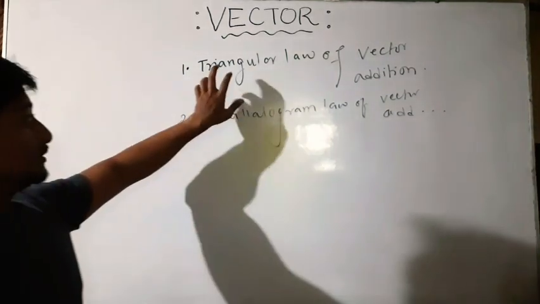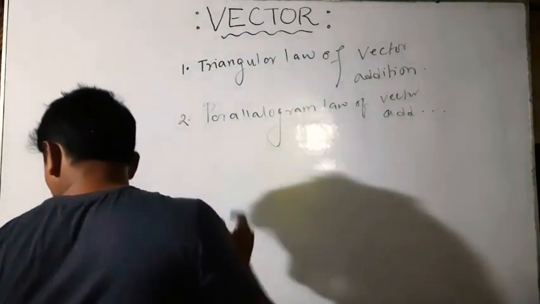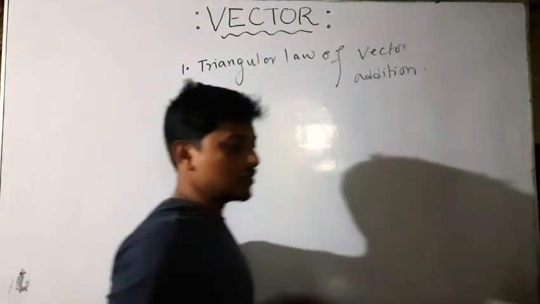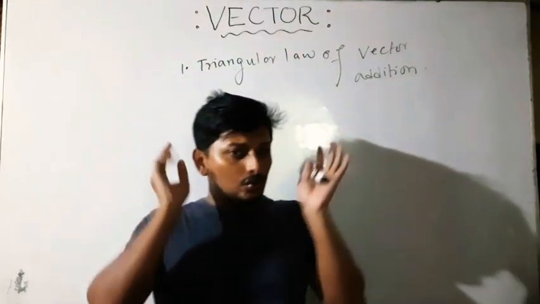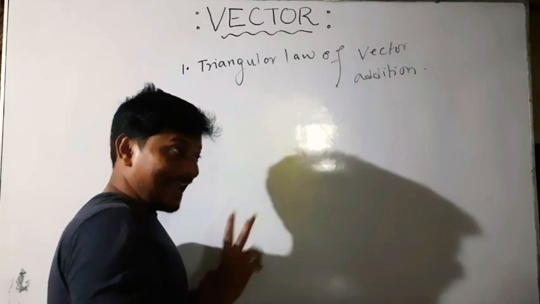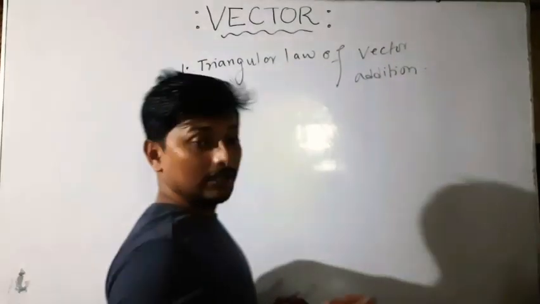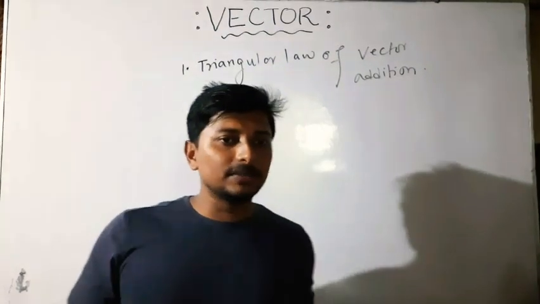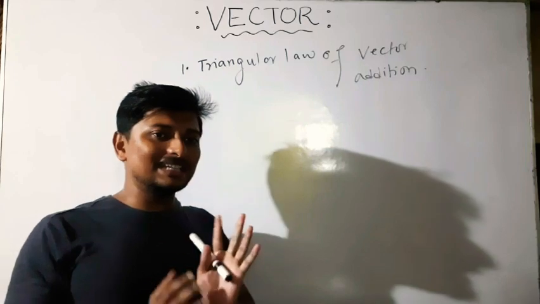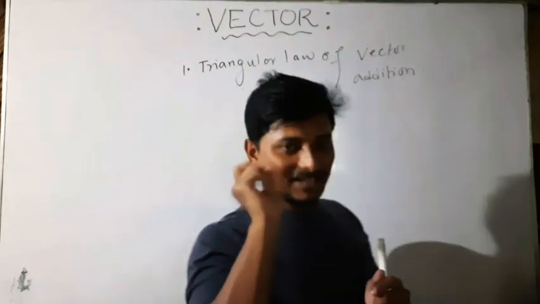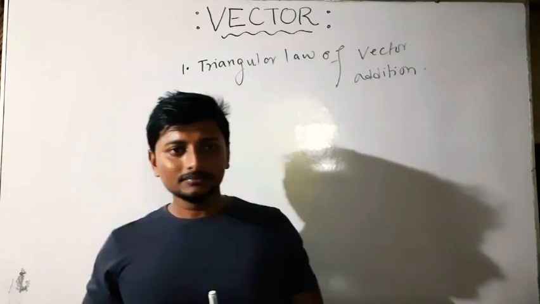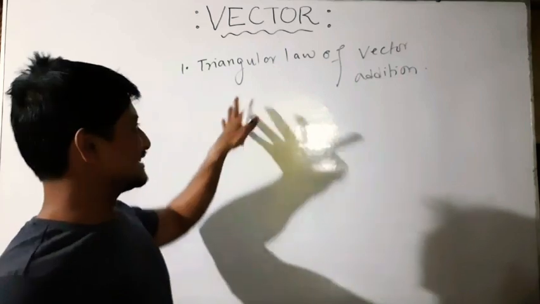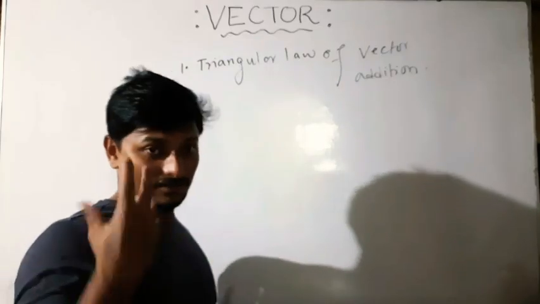So first of all, about the triangular law, what is that? If you go by the definition, the definition states that if two vectors can be represented in magnitude and direction by the two sides of a triangle taken in order, then the third closing side will be the direction of the resultant.